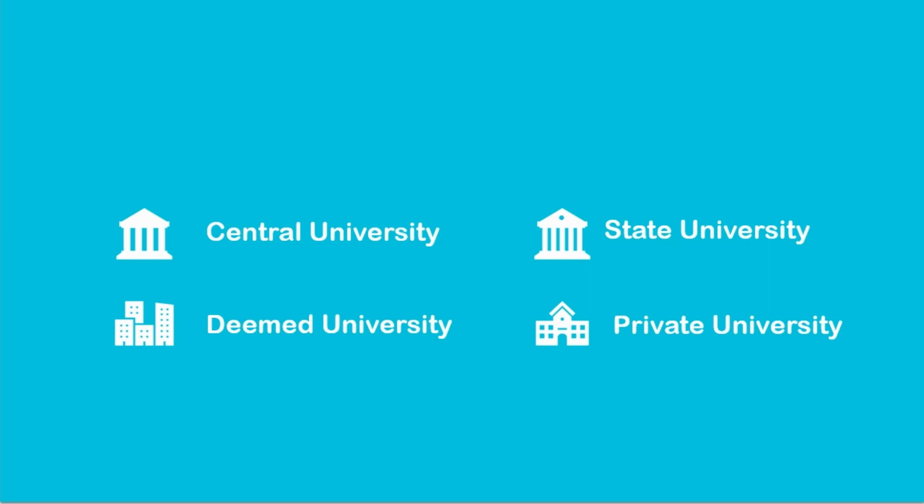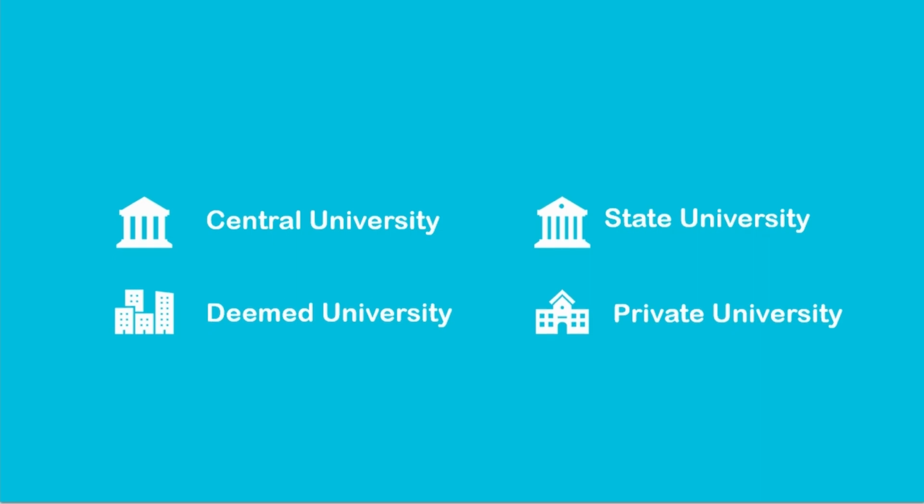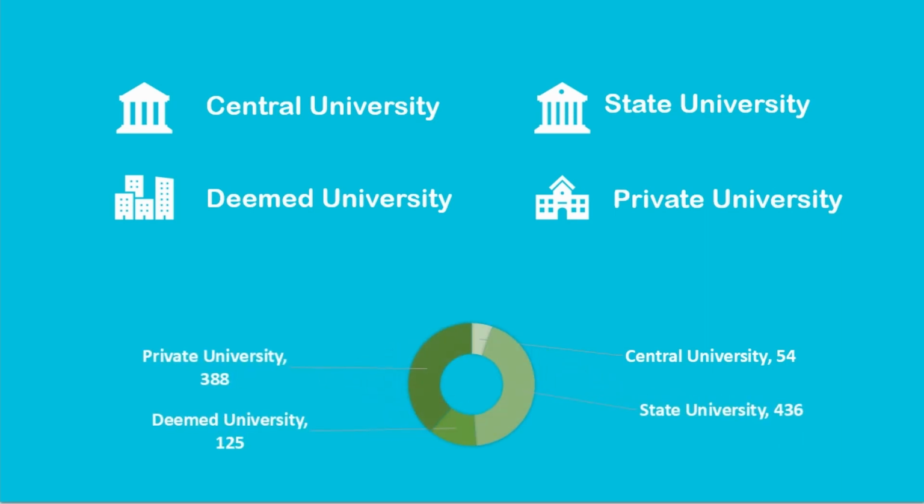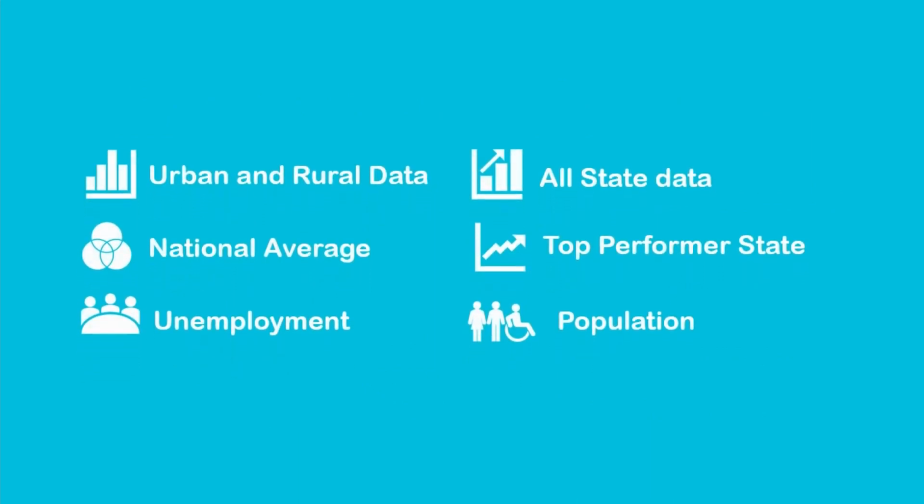As of August 2021, a total of 1003 universities are available in India. Out of it, 54 are central, 436 are state owned, deemed are 125, and total private universities are 388. Well, these are some basic data.